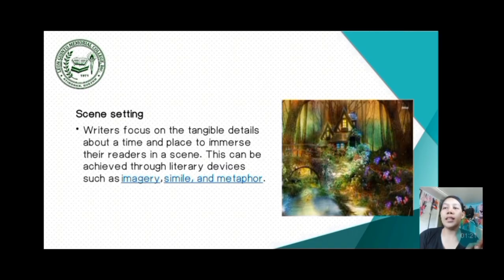So, scene setting, the writer focuses on the tangible details about time and place to immerse the readers in a scene. This can be achieved through literary devices such as imagery, simile, and metaphor. So, in simple terms, scene setting describes where and when the story happens. So, readers can imagine the place and time.